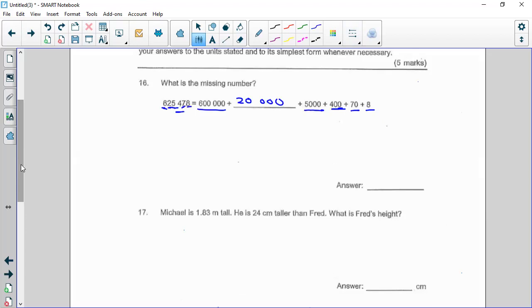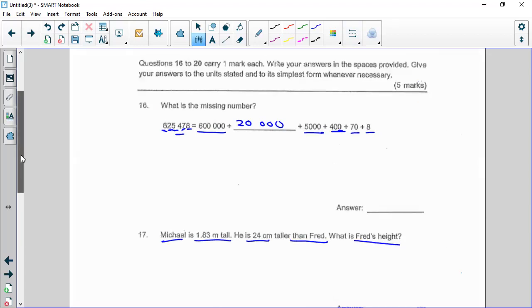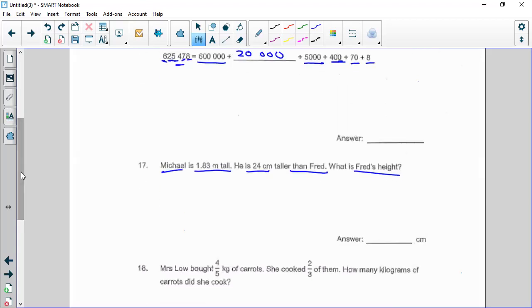Michael is 1.83 meter tall, and he is 24 cm taller than Fred. What is Fred's height? Now, you cannot plus or minus because the unit sizes are different. So what must you do? You have to change the meter into cm. So how do you change? You take 1.83 meter, and how do you change into centimeter? You have to times 100. Shift the decimal point to the right, 1, 2, and put a 0 behind. So 183 cm. Now you can plus or minus.